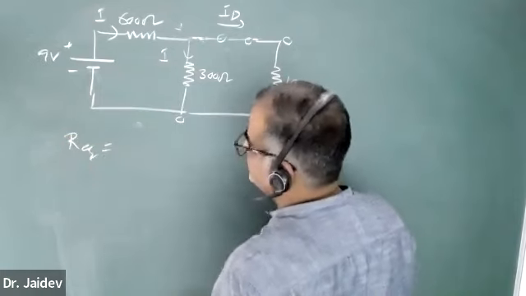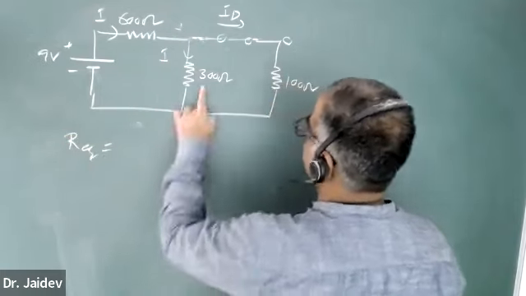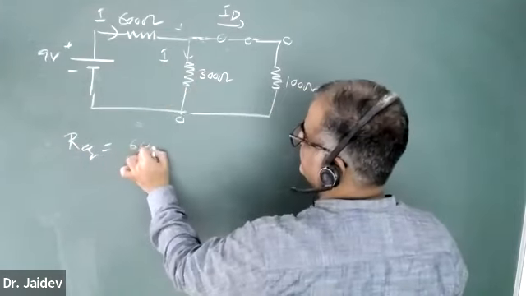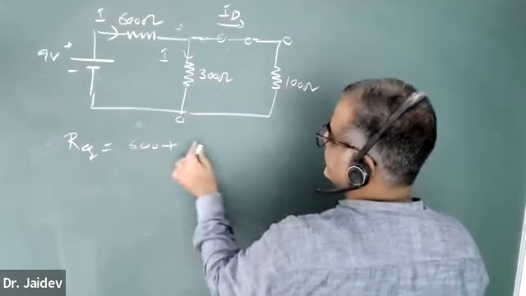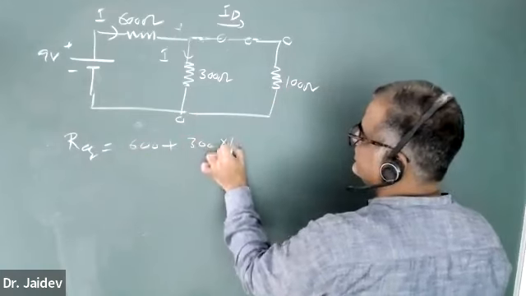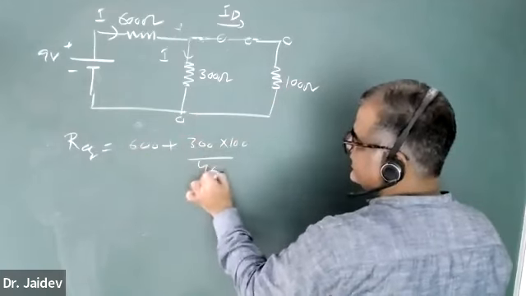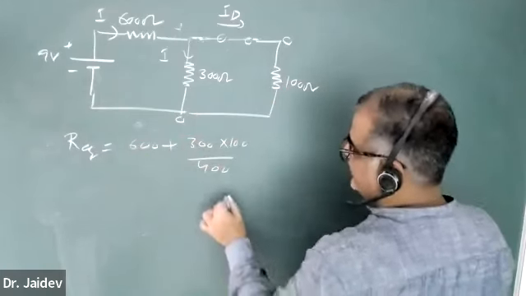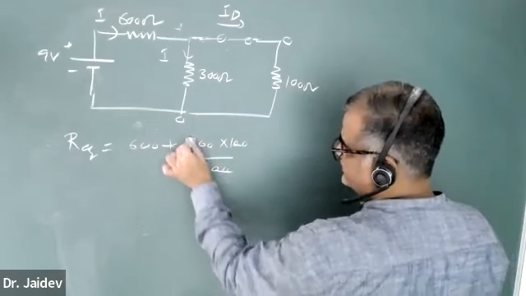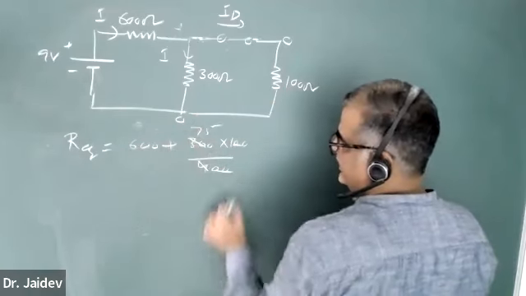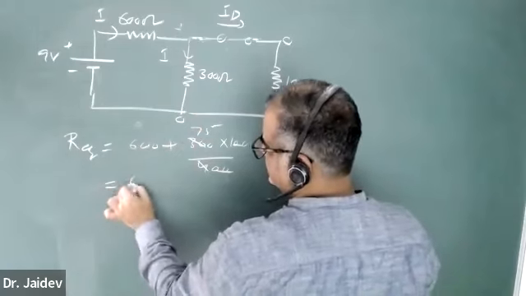9.75 milliampere. So R equivalent is what? R equivalent is 600 plus these are parallel, 300 and 400 are parallel, okay? So what I can write, this is 4 and this is what? This is 75. Okay, so this will become 675.